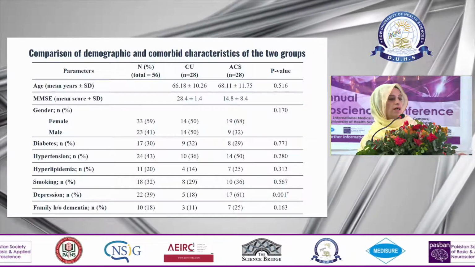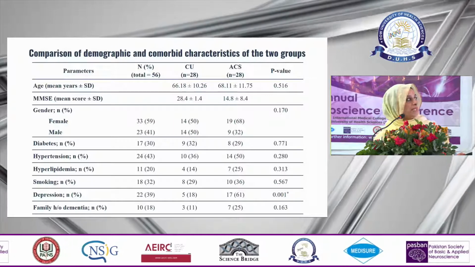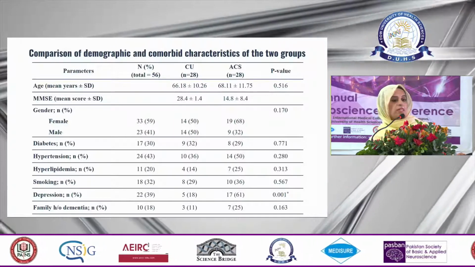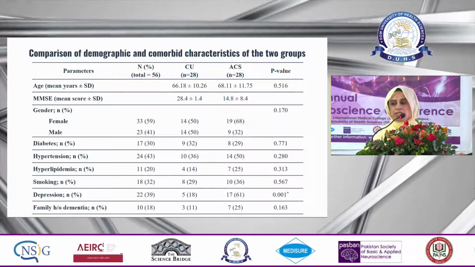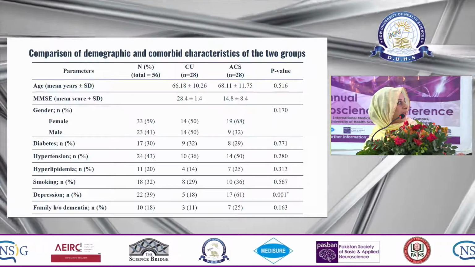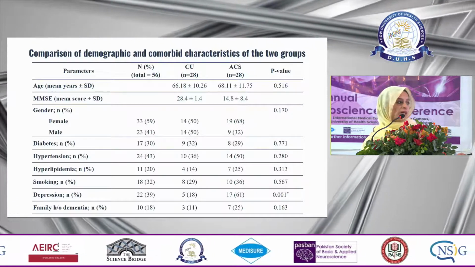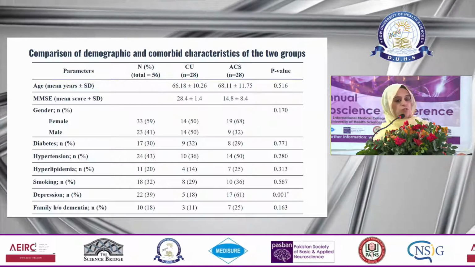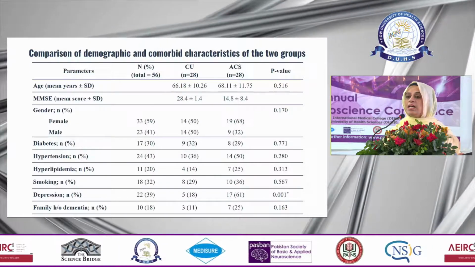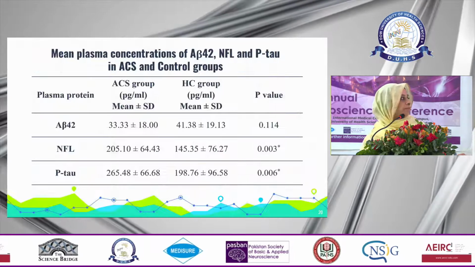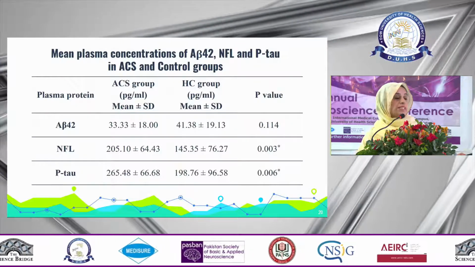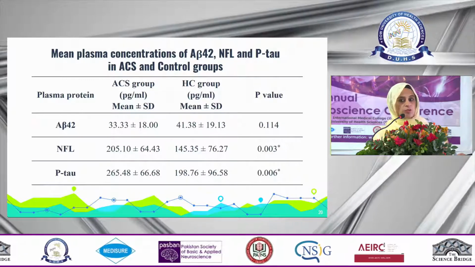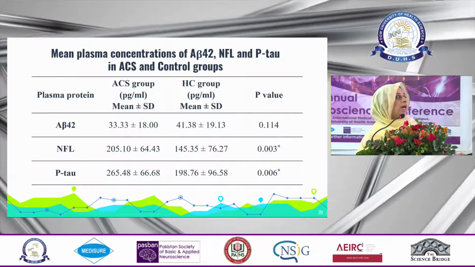As depicted by this table, we see that both the groups of the ACS and the cognitively unimpaired patients were pretty homogeneous in terms of their age, gender, and comorbid profile, except for depression, which was found significantly raised in the Alzheimer's disease patients. The mean plasma levels of NFL and p-tau were significantly raised in the ACS group as compared to the control group.